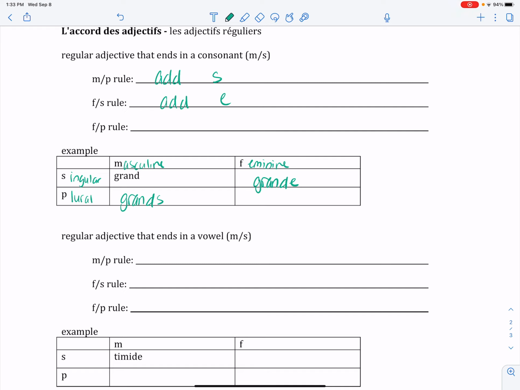And for the feminine plural rule, starting with that original masculine singular, we're going to add ES to give us grandes.